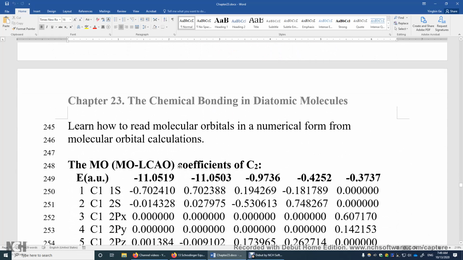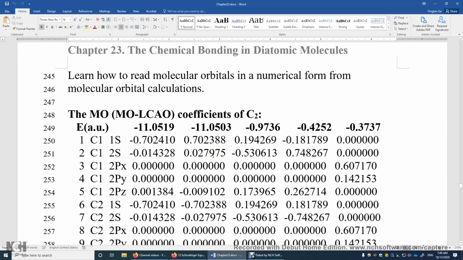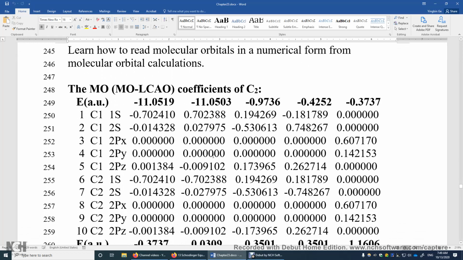I want to show you the actual molecular orbital coefficients obtained from the molecular orbital calculations. You can use different computational chemistry software, such as GAMESS or Gaussian, to do the calculations for carbon-2. And in the output file, you will see molecular orbitals in the form of numbers. So I'm going to explain this to you.